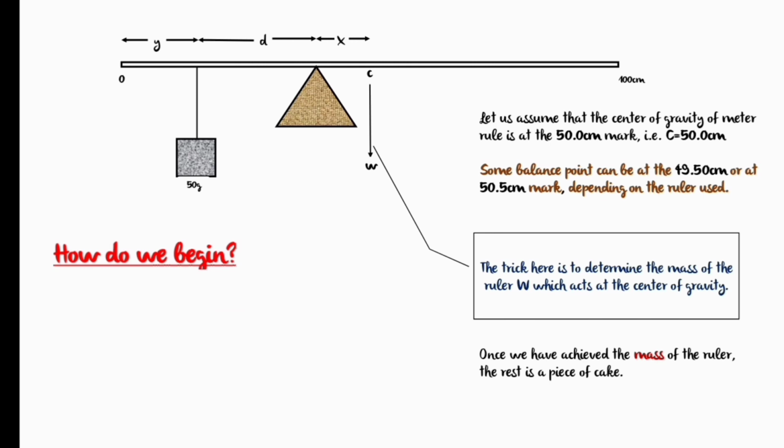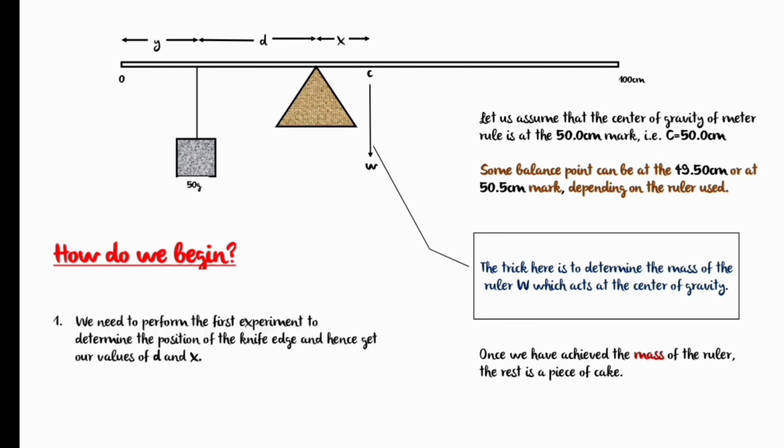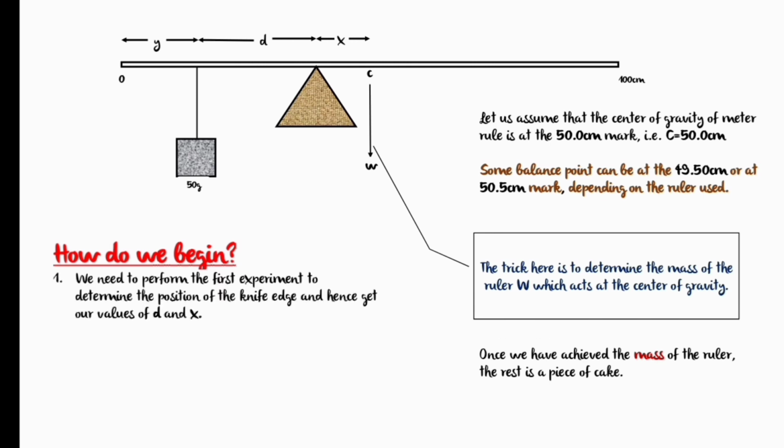First, we need to perform the first experiment. That means we need to balance our meter rule with the 50 gram mass at the position of 2 and find the balance point, and hence determine the positions and values of D and X. Once we've gotten that, we don't need to touch the apparatus again.